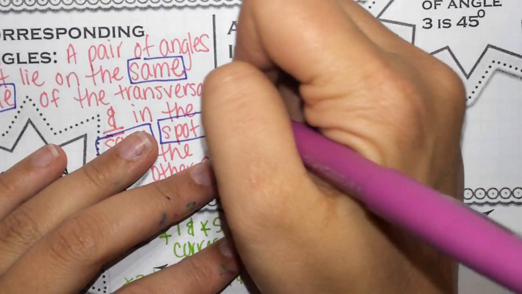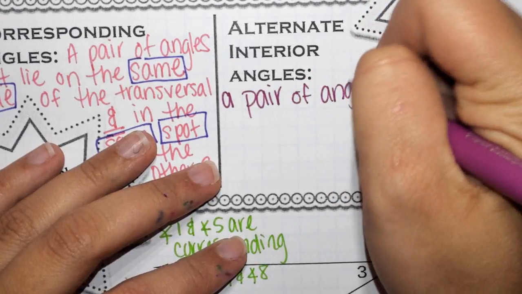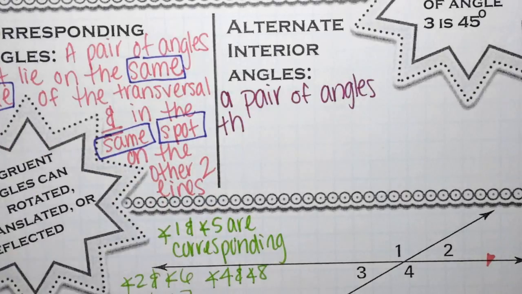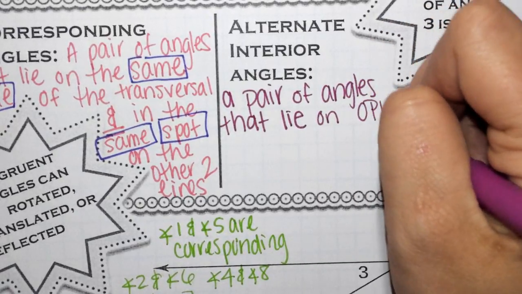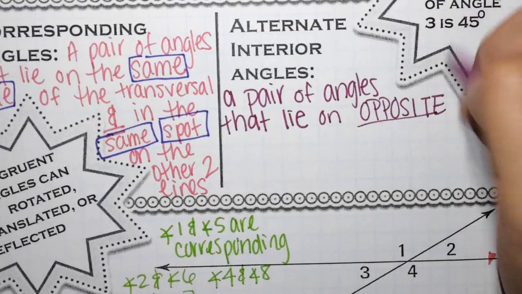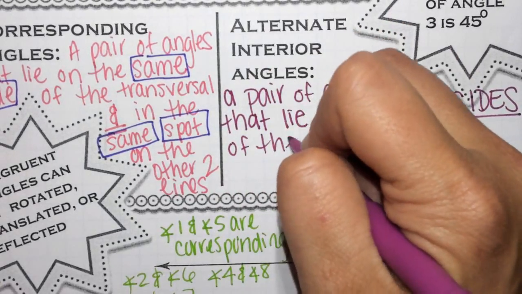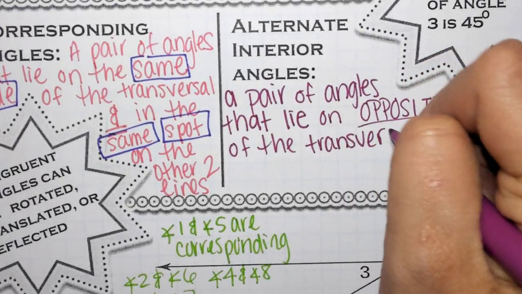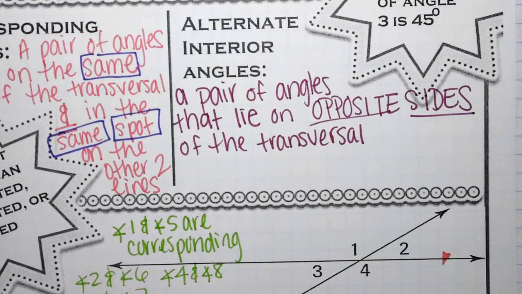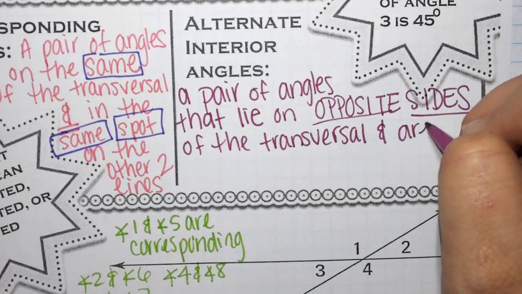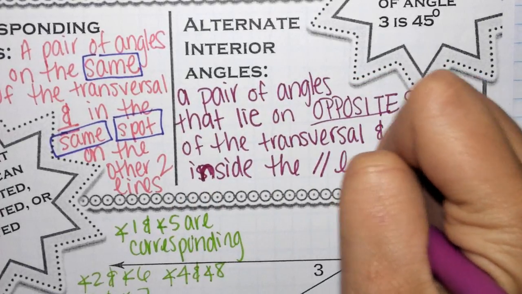All right, so alternate interior angles. It's a pair of angles that lie on opposite sides of the transversal, and since it says interior, are they inside the parallel lines or outside the parallel lines? Inside, yes. Inside the parallel lines.